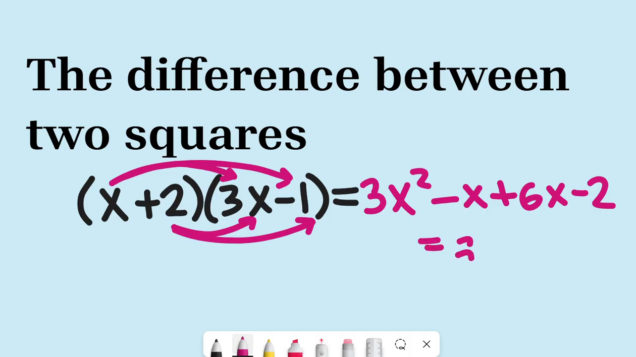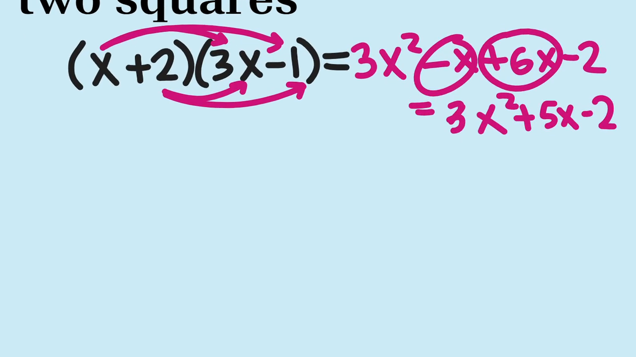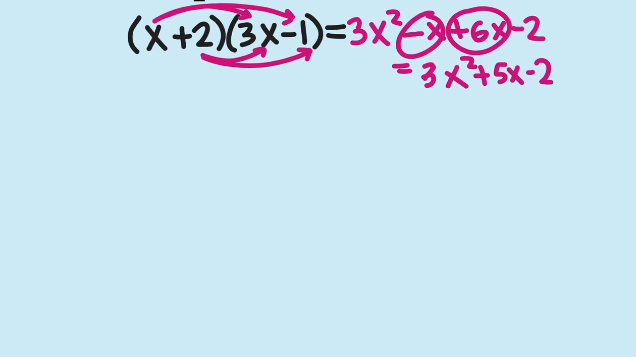Which means 3x squared, and then we have negative x plus 6x, that is positive 5x, and we copy minus 2. Okay, so this is something that we already know, something that we learned from before. Now let us apply that rule and solve something like this.